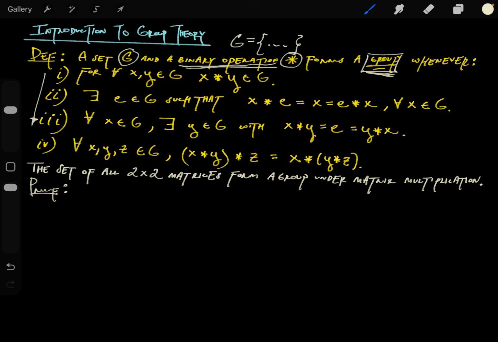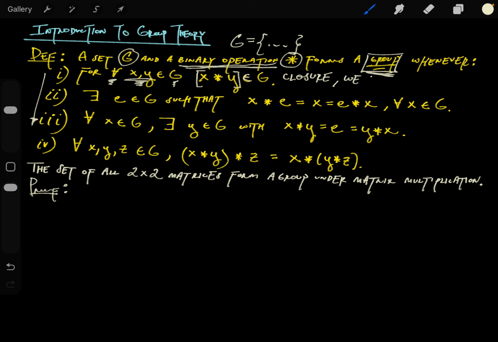And there are names for each one of these conditions. Again, you've got a set and you've got the binary operation, and it forms a group whenever, for all the elements in the set, when you do one element and then the operation with the other element, the resulting element is still within the set. So you get another element inside the set. This is called closure. We say that the set is closed under star.